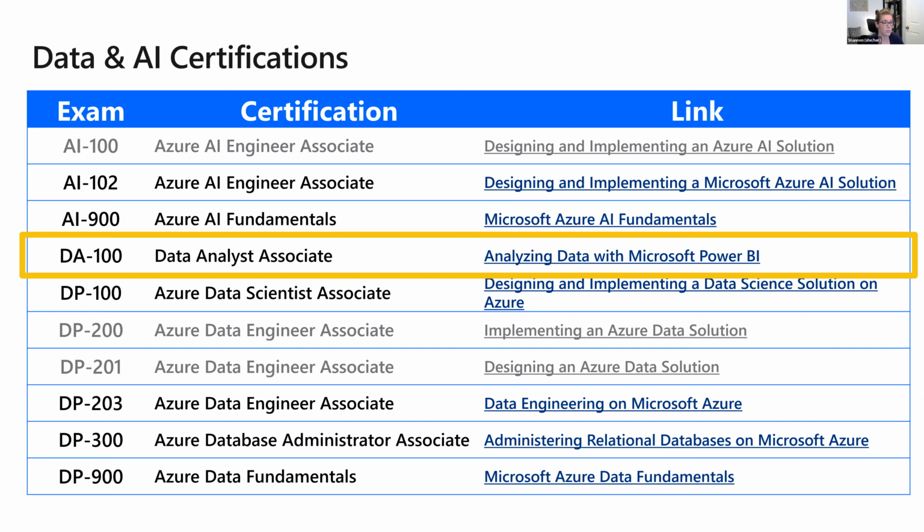There is also the Azure Database Administrator Associate, which has some more of the traditional tasks you may associate with DBA work. It's got T-SQL in that exam.